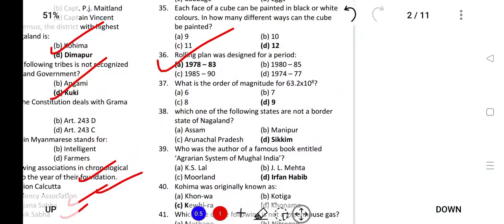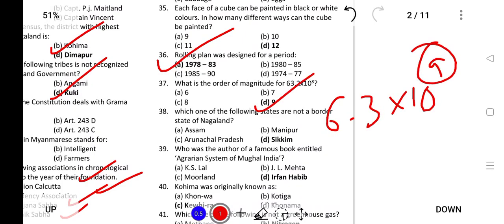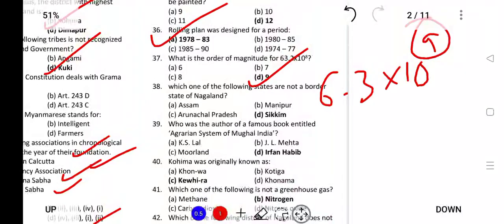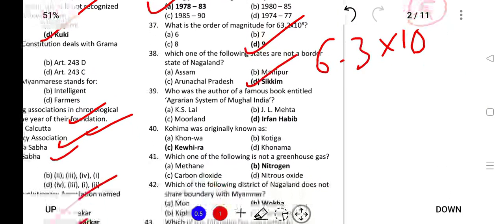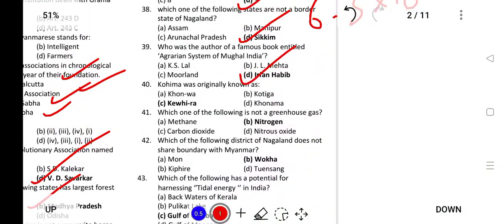Next, which is the order of magnitude of 6.3 into 10 to the power 9? So the power is 9. Which of the following states is not a border of Nagaland? Sikkim is not. Who is the author of the famous book Agrarian System of Mughal India? It is Irfan Habib. Kohima's origin is under the Kihuri, that means Valley of Flowers.